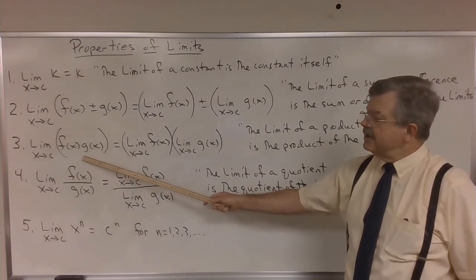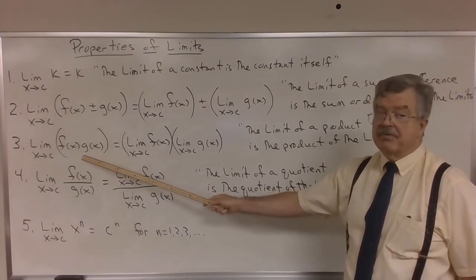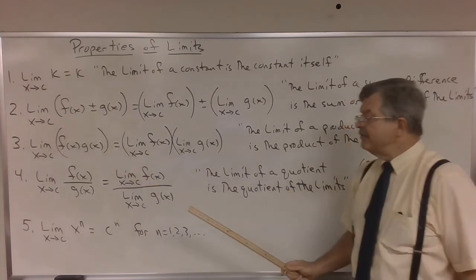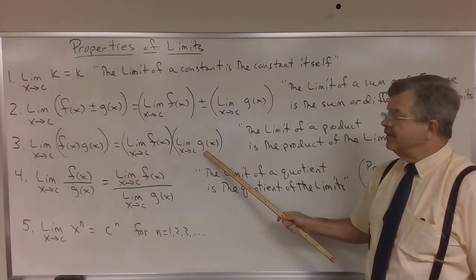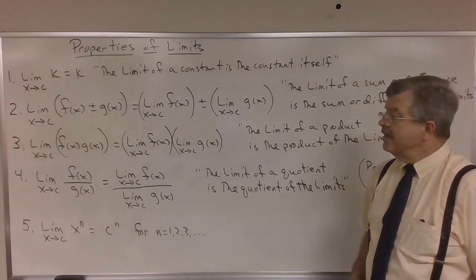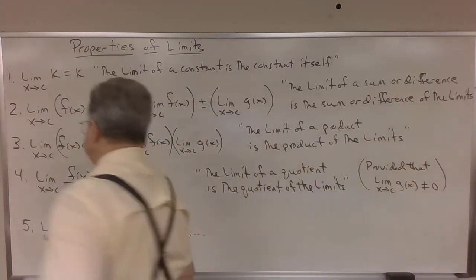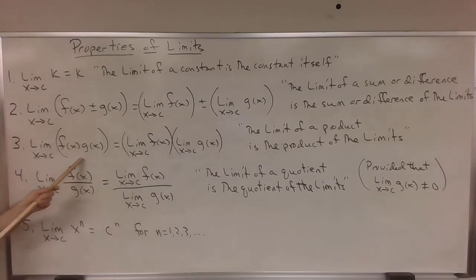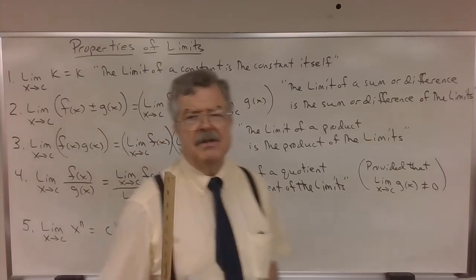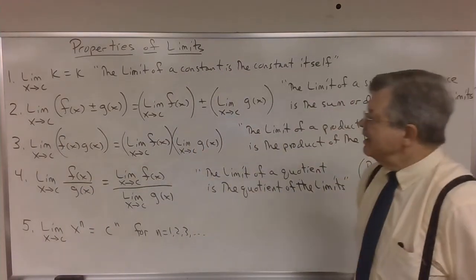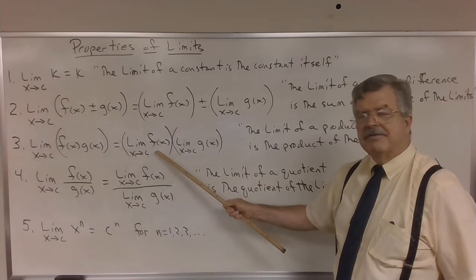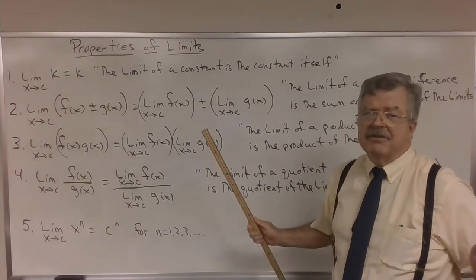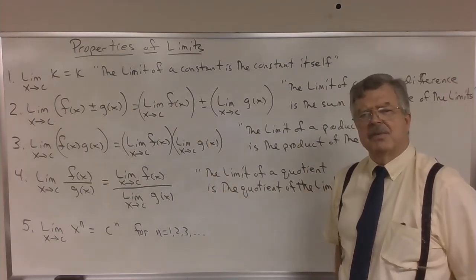In the third property, we have the limit of the product of functions. And that turns out to be the product of the two limits. So I guess I would say this. The limit of a product is equal to the product of the two limits. What this means as far as computing the limit of a product is that we can compute the limit one factor at a time and then just multiply the factors together when we're done.